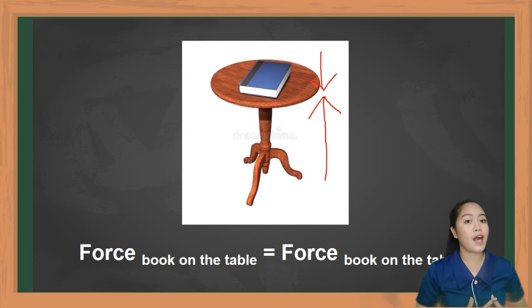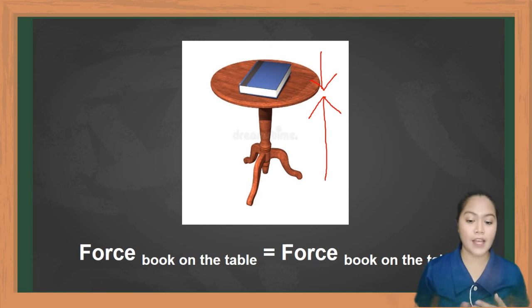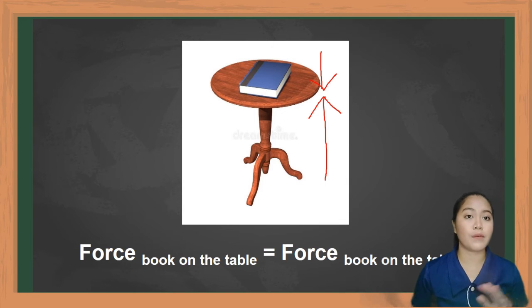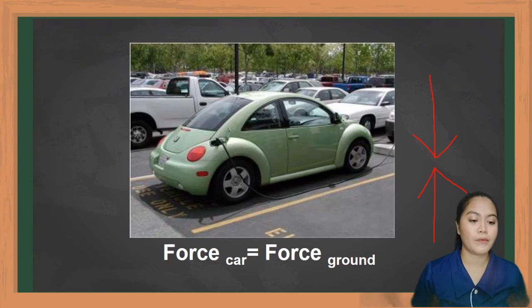Now let's take a look at the second example, which is the book and the table. So in order for the book to be at rest, there should be equal amount of force being exerted. So the amount of force that is being exerted by the book should be reacted with an equal amount of force by the table.